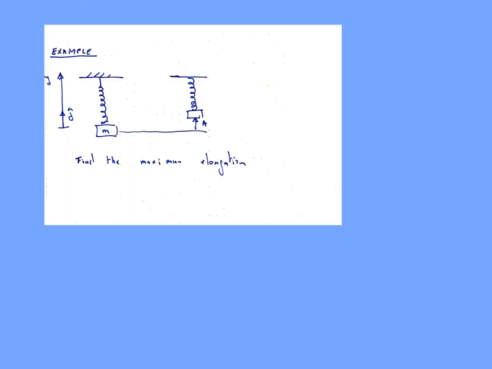Let's see another problem. Find the maximum elongation. So you do the same thing. This is the point A, and this is the point B. Assuming that here there is energy. What is the energy that it has? Kinetic energy plus potential energy, so m g HA, plus the compression, XA.